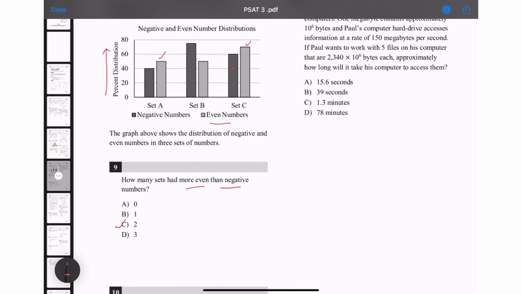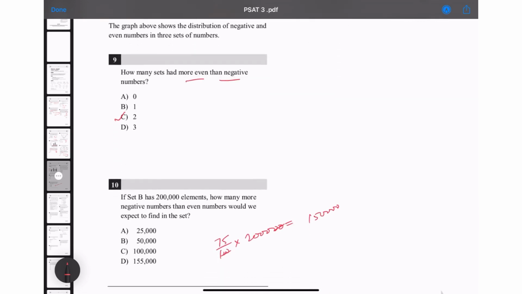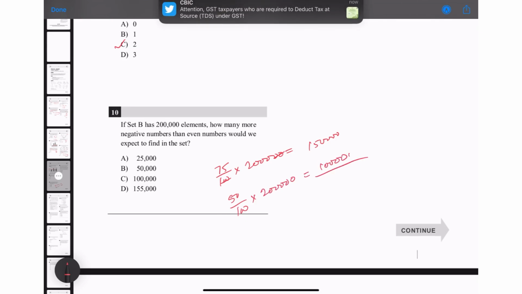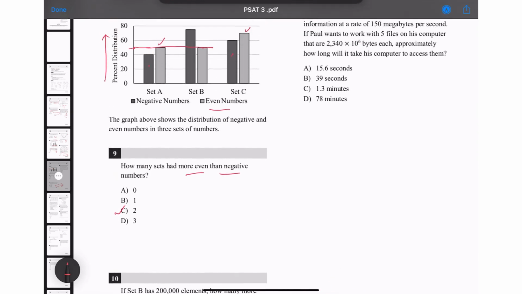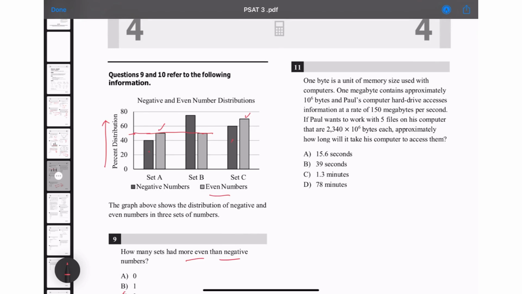And even numbers are only 50%. See, this mark represents just 50%. So 50% of 2 lakhs is only 1 lakh. So what's the difference? It is 50,000. So 50,000 is this, so option B is correct. Let us go to question number 11.